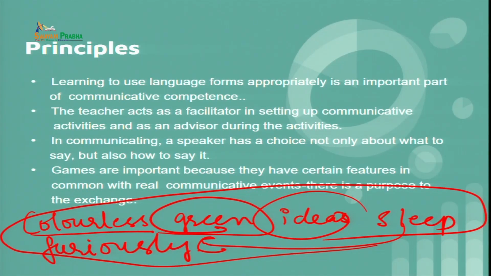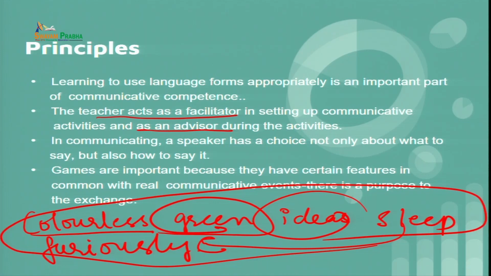So communicative competence here argues that a sentence needs to be grammatically accurate, and at the same time it has to be semantically valuable. Now, the second point, as mentioned in this slide, says that the teacher acts as a facilitator in setting up communicative activities and as an advisor during the activities.